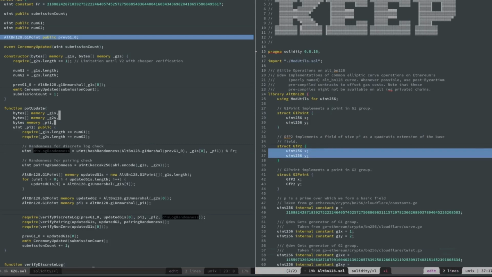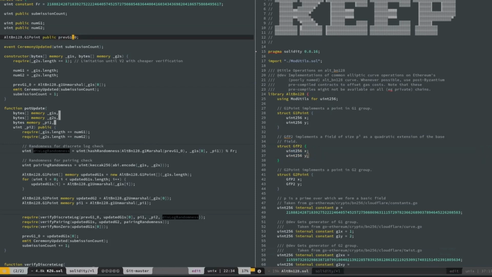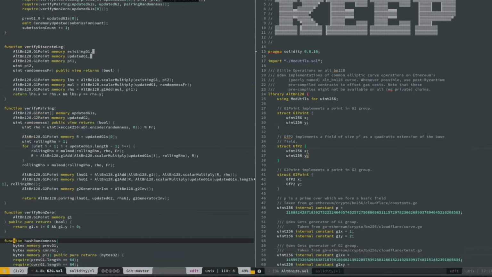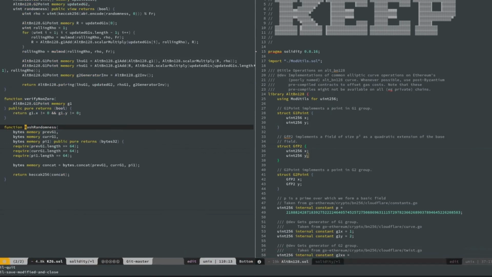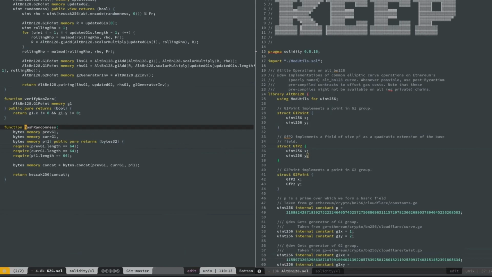You can think of it as the x and y coordinates on the Cartesian plane. Remember when we were having a look at those elliptic curves on the Cartesian plane? Then you can just put that into a struct, which is nice. So this hash randomness, I was literally just doing Keccak-256 on this data.